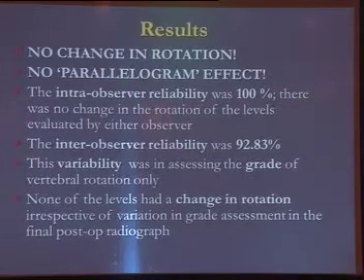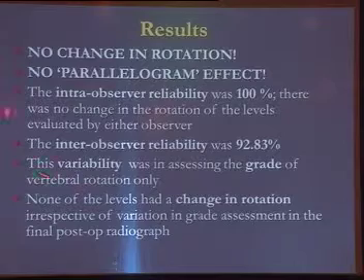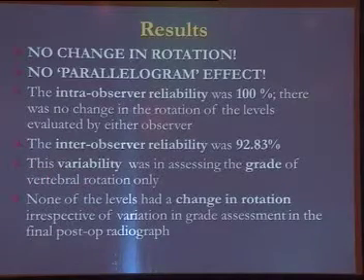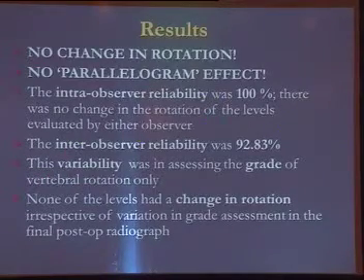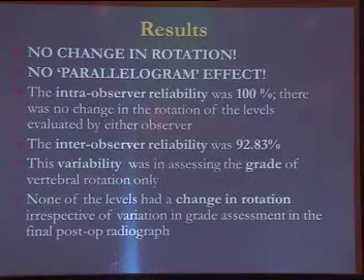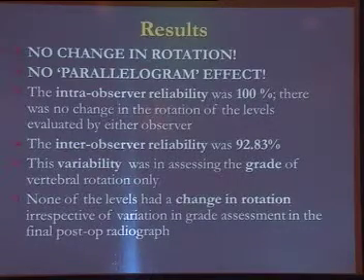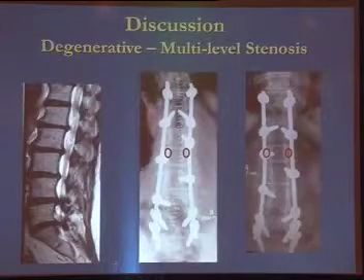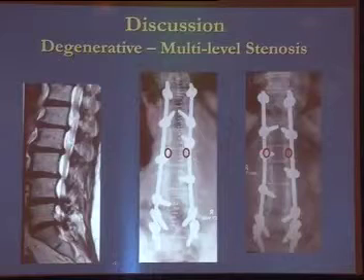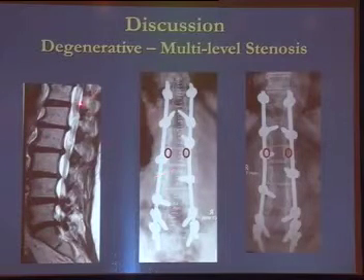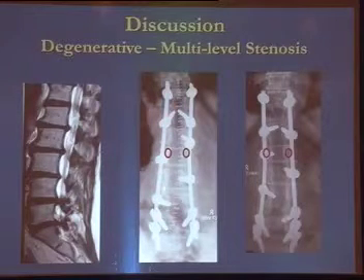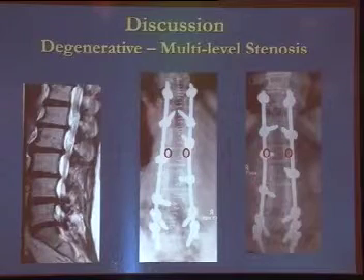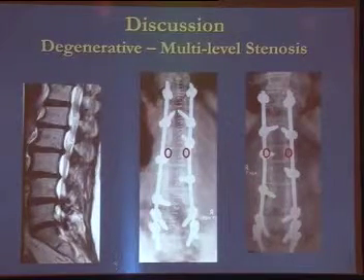The results were astounding, but believable. There was no change in rotation in any of the patients' X-rays. There was no parallelogram effect in any of the patients' X-rays. There was a high degree of inter-observer and intra-observer reliability. Now, let me justify etiology-wise with justification from the literature. So, this is a degenerative pathology, and you can see this is an immediate post-op X-ray, and this is an X-ray after 3 years. There is absolutely no change in rotation. There is no parallelogram effect.